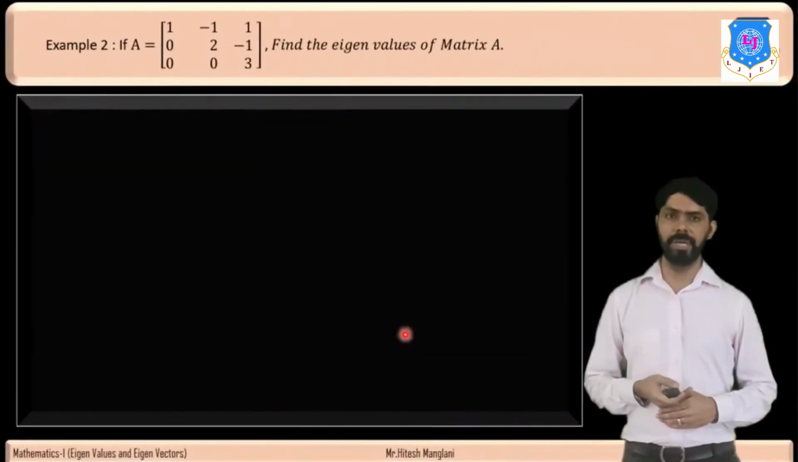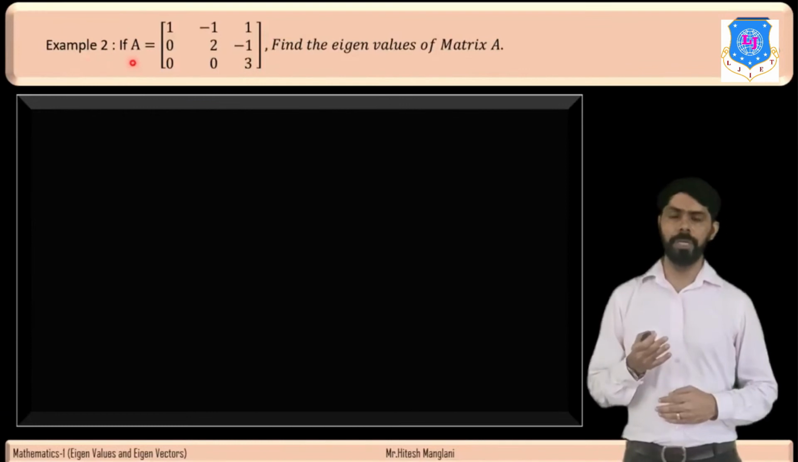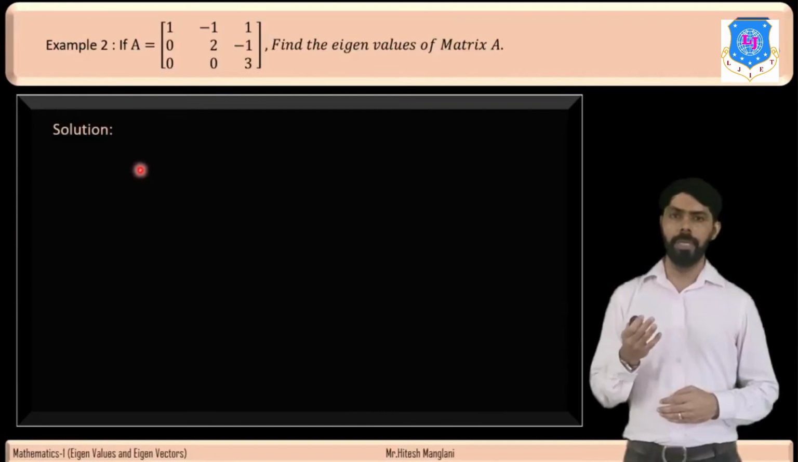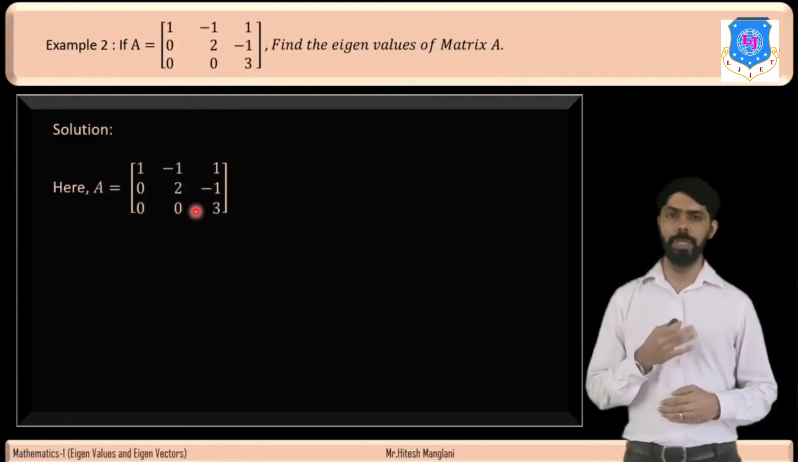Now let us discuss the second example. If A is equal to [1 -1 1; 0 2 -1; 0 0 3], then find the eigenvalues of matrix A. So here A is equal to [1 -1 1; 0 2 -1; 0 0 3].